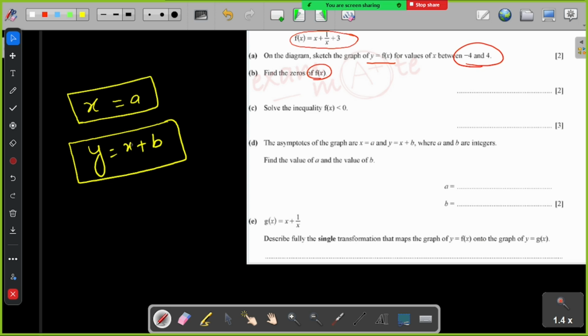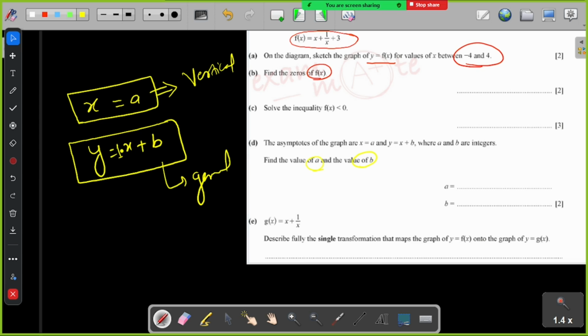Find the value of a and b. So you can see here, this x equals a line will be your vertical asymptote, and this is a general asymptote. It is neither vertical nor horizontal. As you can see here, its slope is 1. y equals mx plus b, so it is y equals x plus b. So we have to find the value of a and b.